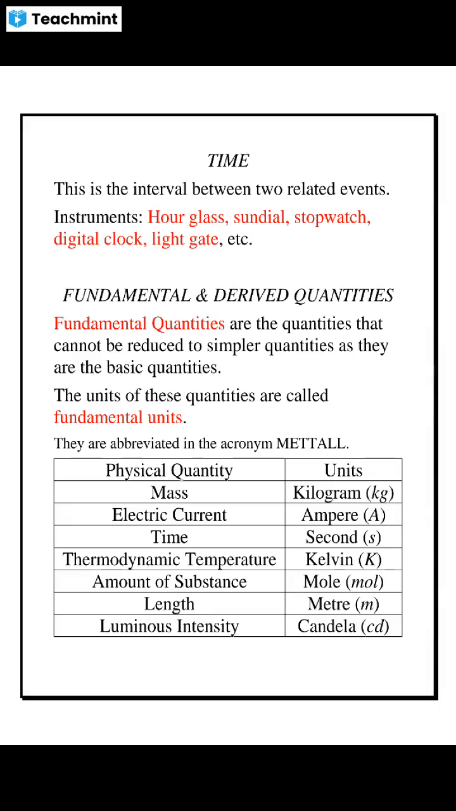So the M stands for mass, which is measured in kilogram. The E stands for electric current, which is measured in ampere. And we have T, which is time, measured in seconds. We have thermodynamic temperature, which is measured in Kelvin. We have the A standing for amount of substance, which is measured in mole. And we have length, which is measured in meter. And we have luminous intensity, which is measured in candela.